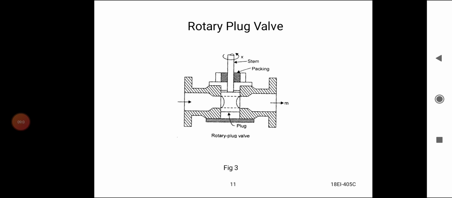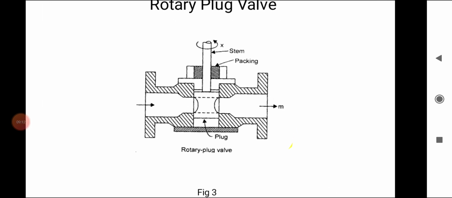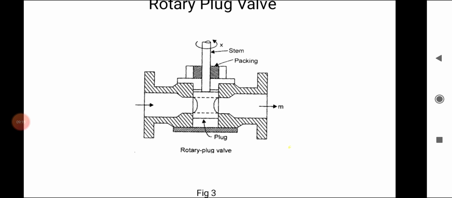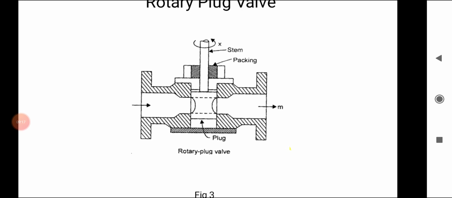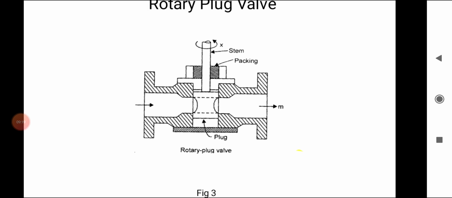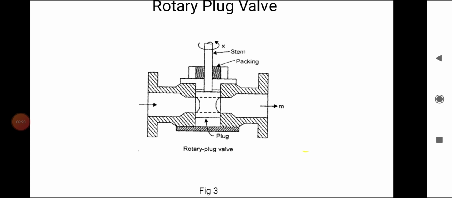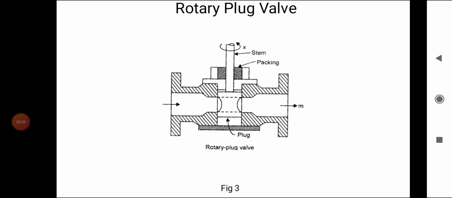The rotary plug valve is shown in the slide. It contains a stem. The stem is a rotation type with packing glands. The packing glands are used so that the fluids do not escape from this region, providing sealing between the stem and the valve body.